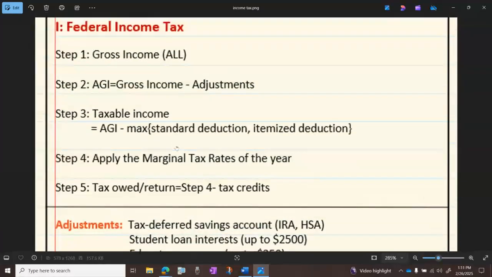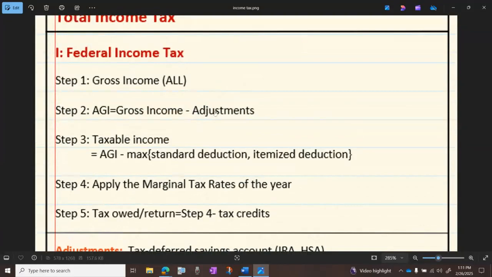Once you find all the adjustments, you subtract those adjustments from the gross income. Then you get the AGI. AGI stands for adjusted gross income, and you do not pay tax on AGI either. You pay tax on taxable income. Now, how do we find the taxable income? Once we have the AGI, we need to compare your standard deduction and your itemized deduction, whichever is higher, and you subtract the deduction from AGI, then you have your taxable income.